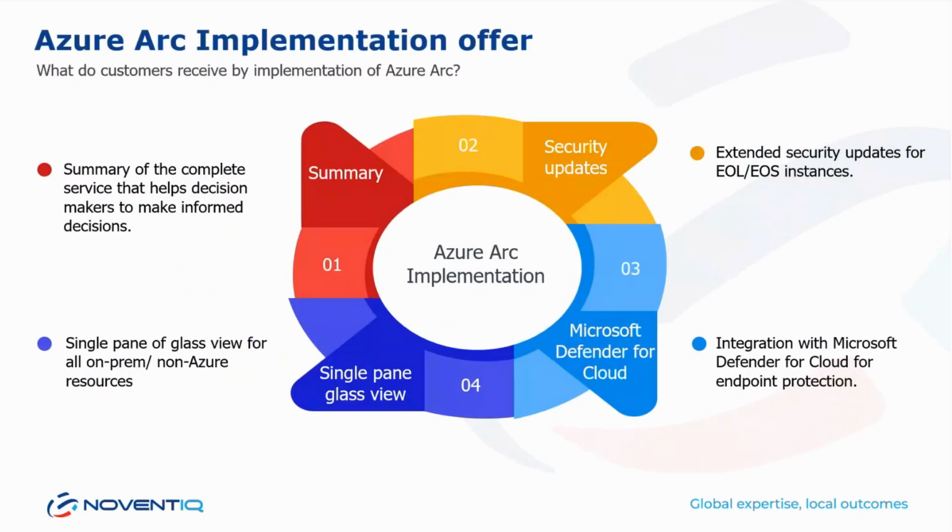So this is a summary. We can get the assessment done. We can have the ESUs enabled. We can have a single pane of glass for all of your on-premises and non-Azure workloads, and when I say non-Azure, I mean third-party cloud workloads, and we can leverage the capabilities of security, monitoring, and governance aspects of it.